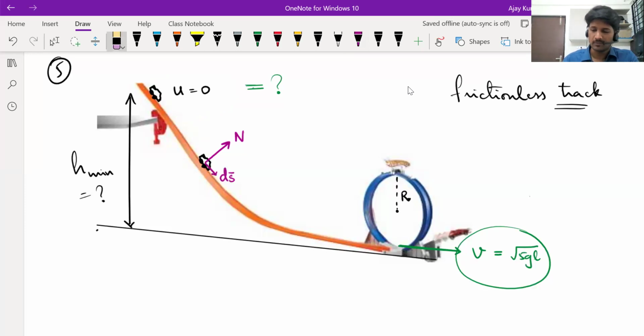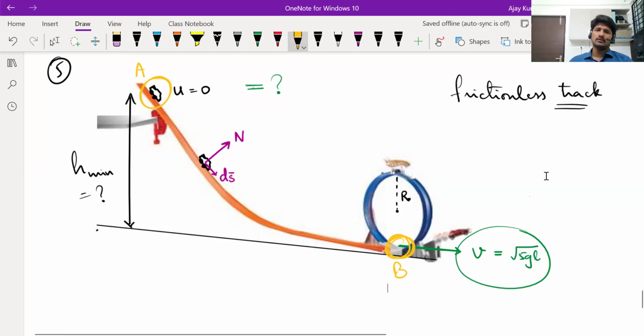Therefore, just apply mechanical energy conservation between this position A and this position B. Simple. Do this, all of you. You know initial velocity, you know final velocity. You have to calculate the height this time. And in mechanical energy conservation, height also is involved. Apply it and derive the height quickly.